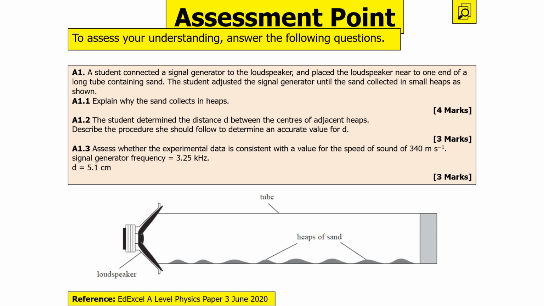Firstly, explain why the sand collects in heaps. Secondly, the student determined the distance d between the centres of adjacent heaps and described the procedure she should follow to determine an accurate value of d. And then next, assess whether the experimental data is consistent with the value for the speed of sound of 340 meters per second. The signal generator frequency is 3.25 kHz and d is 5.1 centimeters. So pause the video now, then unpause the video when you want to go through your answer.